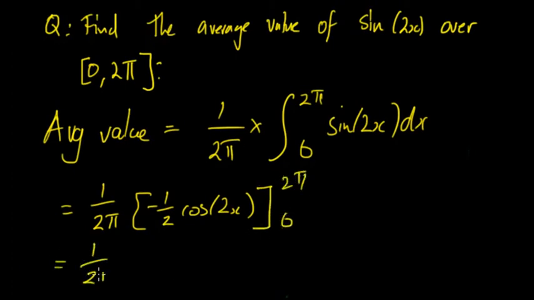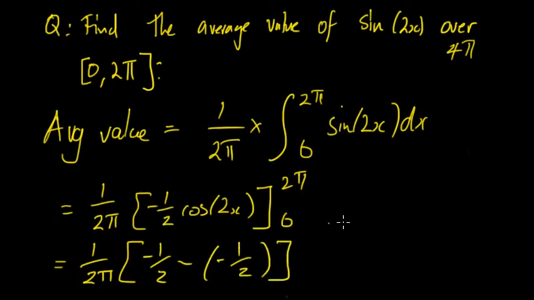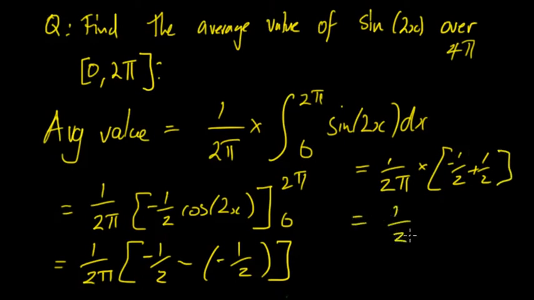Sub those values in, and we get 2 pi times 2, which is 4 pi. So cos 4 pi is just equal to 1, so we're going to get negative a half, minus, subbing 0 in. When we sub 0 in, we get cos 0, which is just 1, so negative a half. And because the negative negative makes a positive half, this is equal to 1 on 2 pi times negative a half plus a half, which is equal to 0. So this is just 1 over 2 pi times 0. So the average value of the function is 0.